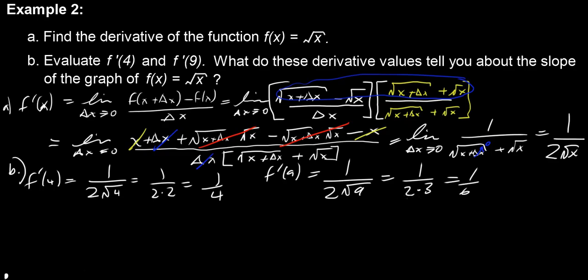So one thing that we see then, because that's part of the question, what these values tell us, is that as x gets bigger, like when x goes from 4 to 9, it looks like the derivative, and therefore the slope, gets smaller. It goes from 1/4 to 1/6. Yeah, so there you go.